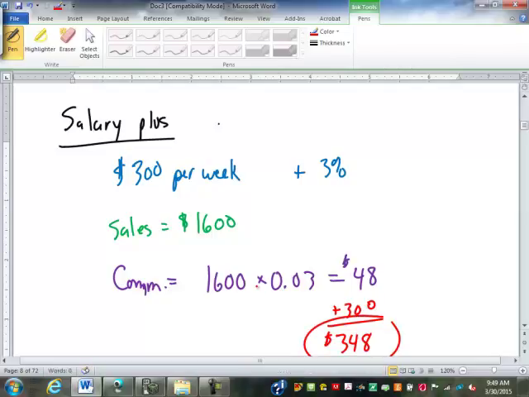So in this case, you're guaranteed you're going to get a salary. You're guaranteed $300 per week. The commission is used more as an incentive to perform better on your job.